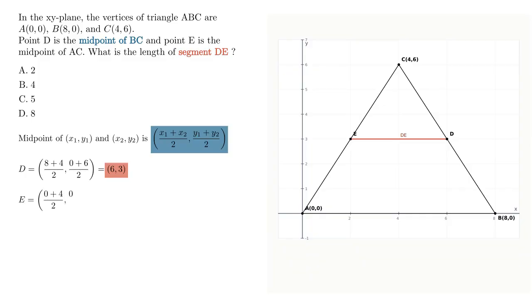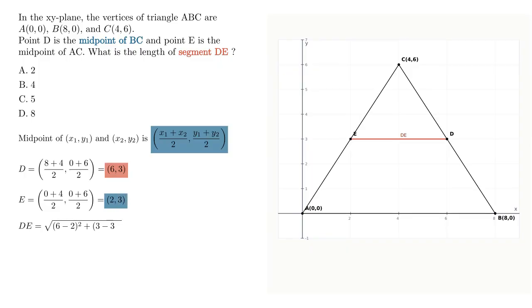Now for point E. E is the midpoint of A and C, so we average A, which is 0, 0, with C, which is 4, 6. Same logic. Averaging puts us halfway from A to C. So E is at x equals 2 and y equals 3.